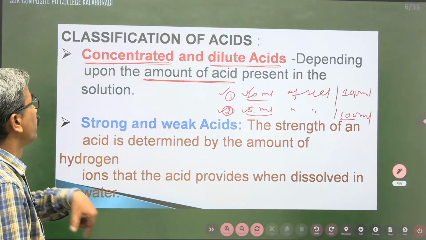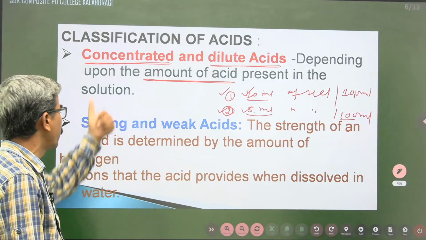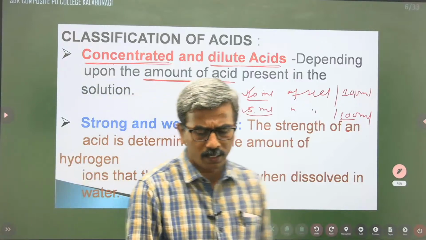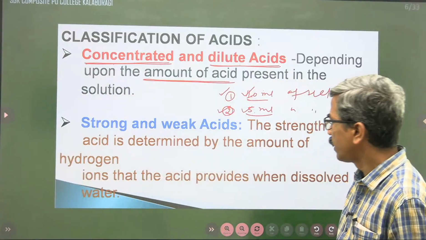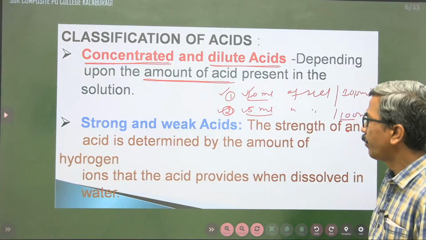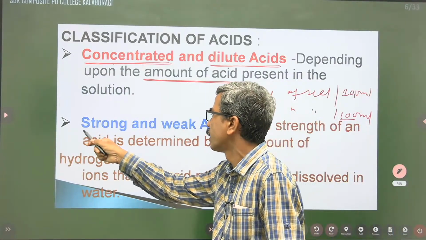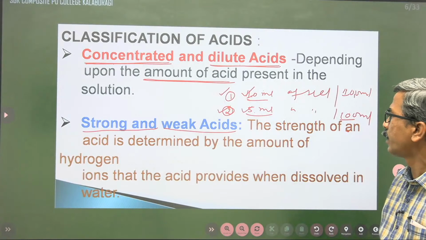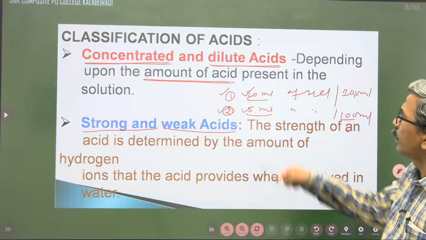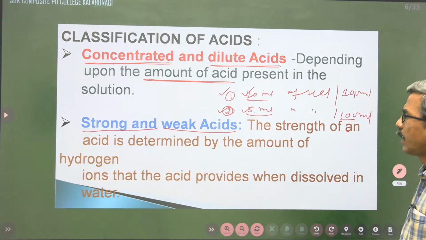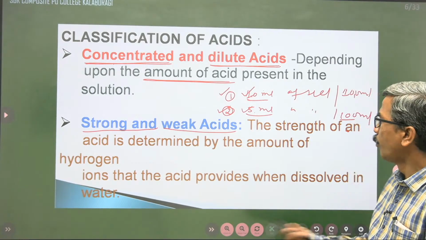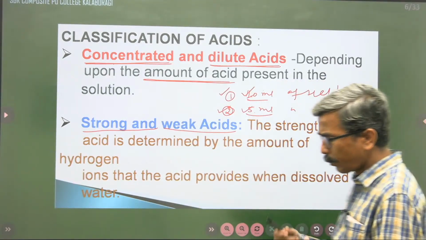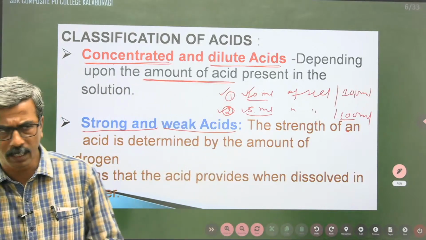Now further, in continuation of this classification, strong and weak acids. Here, if you take an acid, how is it determined whether it is going to be strong or weak? Earlier I said how we say concentrated and dilute. So here, for strong and weak, what is the basis? The strength of an acid is determined by how many hydrogen ions it is going to provide.